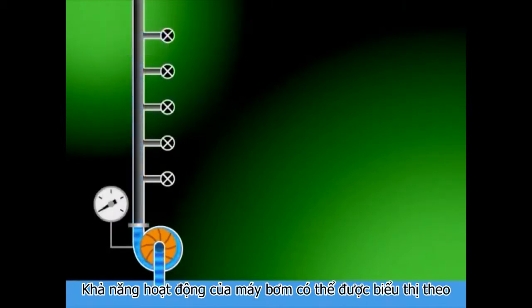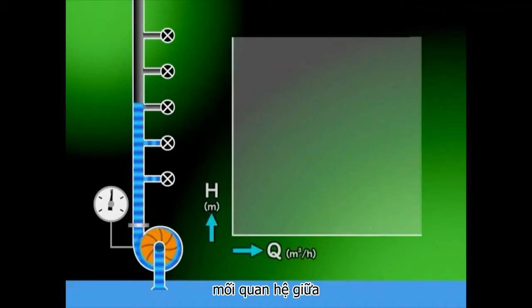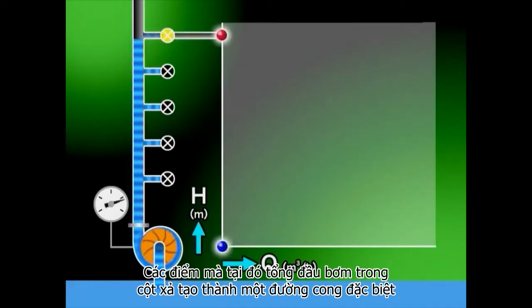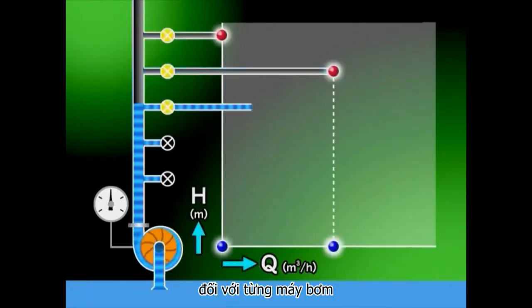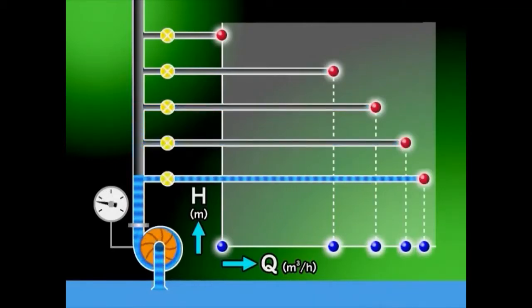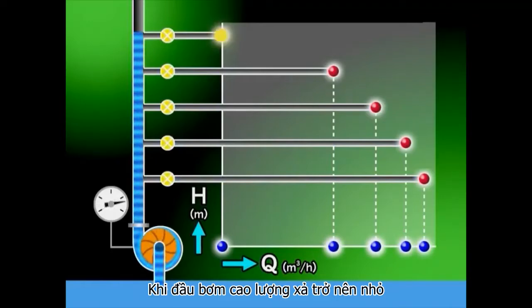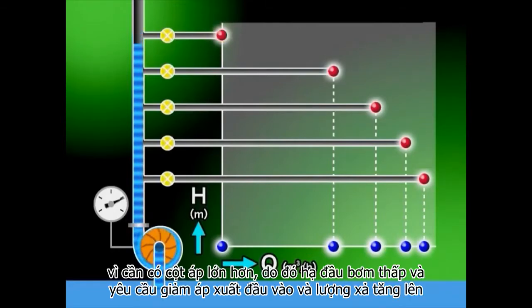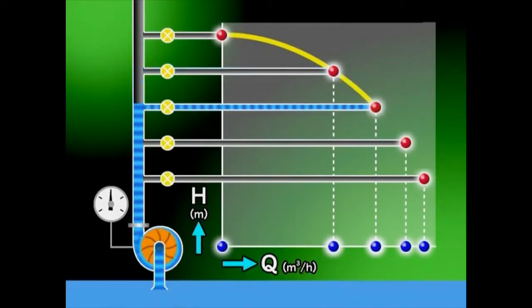A pump's performance capability can be expressed in terms of relation between total pump head, H, and discharge amount, Q. As shown in this graph, the points where the total pump head and the discharge amount cross form a curve peculiar to each pump. When the total pump head is high, the discharge amount becomes small because a greater pressure head is required. As the total pump head comes down, the required pressure head decreases and the discharge amount increases.